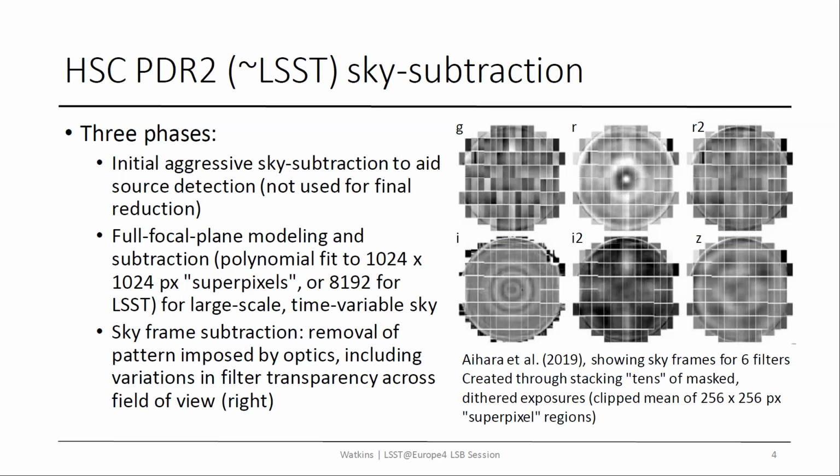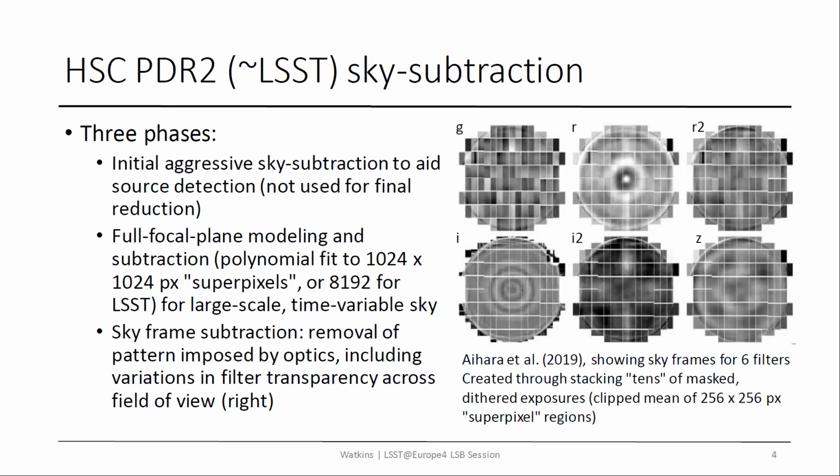For HSC PDR2, I believe it was 1024 by 1024. It sounds like for LSST right now, they're using 8192 by 8192, which is larger than a CCD. So they bin the image into these big pixels so that it covers across chip gaps, and then you fit some kind of a model for the full focal plane and subtract it off as the sky, which gets rid of all of the large scale, time variable sky from your image.